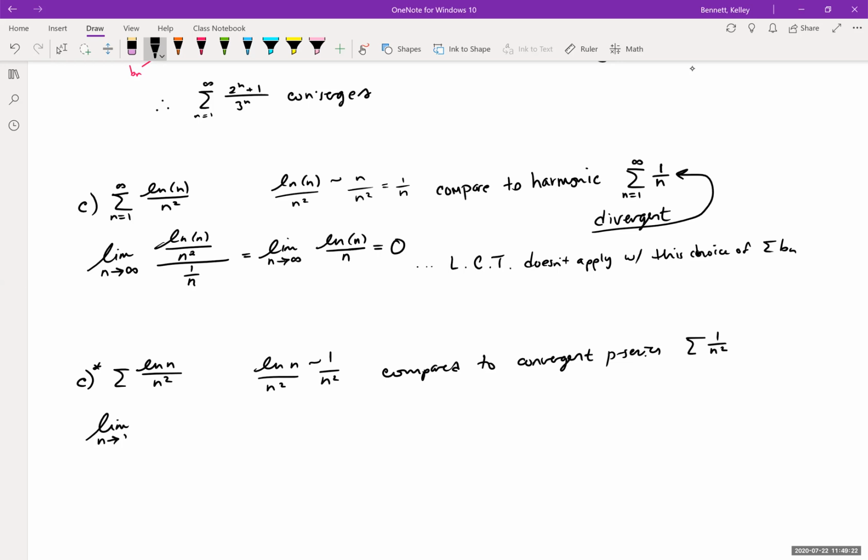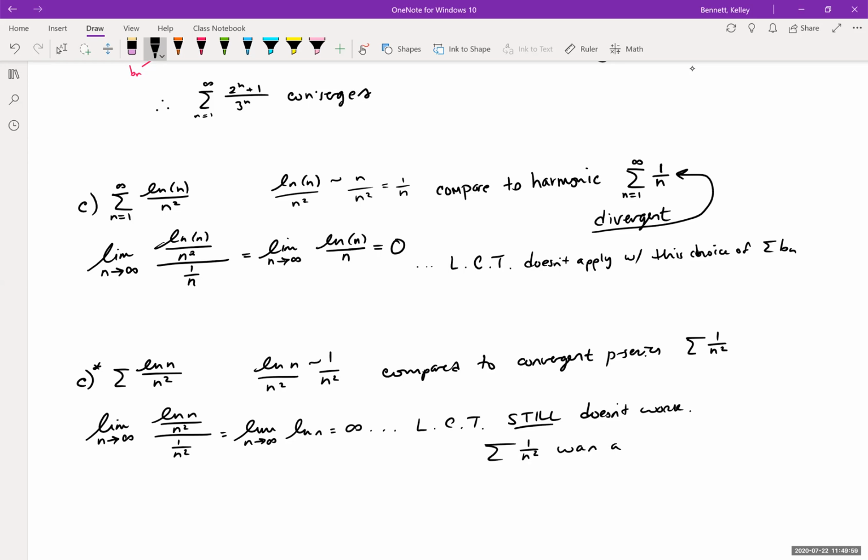So now if I'm going to compare it to a convergent p-series, I either need to show that the limit is 0, which would be the second condition, or I need to show that the limit is finite non-zero. So let's see what we get here. So we get ln of n over n squared over 1 over n squared. And so this is just the limit as n goes to infinity of ln of n, which is infinity. So the limit comparison theorem still didn't work. So we know that 1 over n squared was a bad choice.